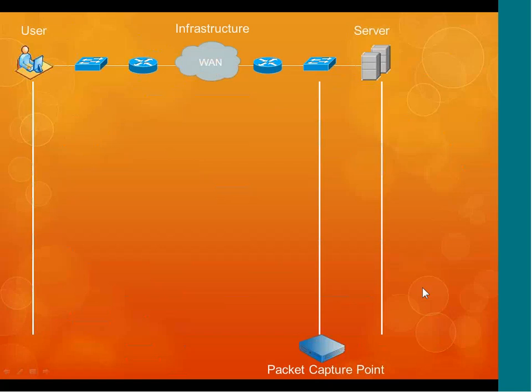First of all, SuperAgent or ADA captures its data via a capture point that's usually inside your data center, watching packets as they come into and out of your server. For example, we have a user that's out here across the infrastructure. He will be communicating with a server in our data center. The last point before those packets enter the server is where we have our capture point set up. So that collector is going to be receiving a copy of all of that data and analyzing it.